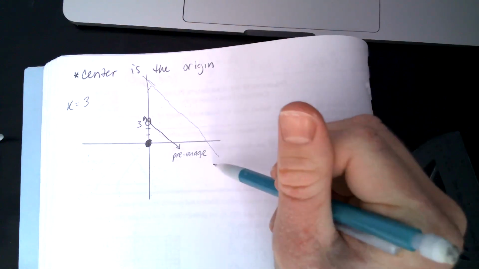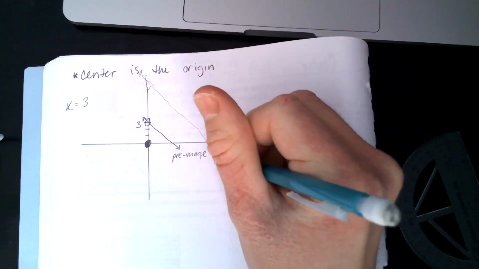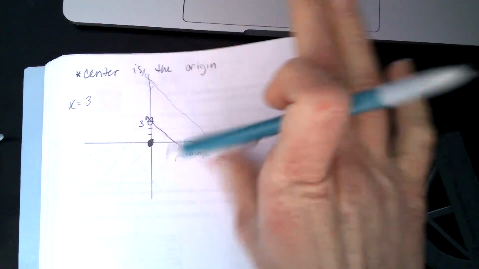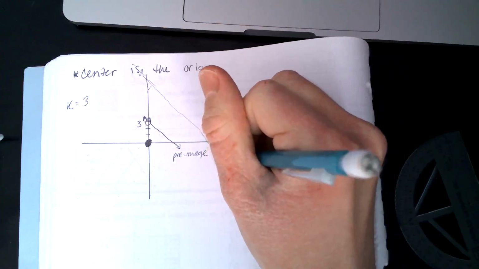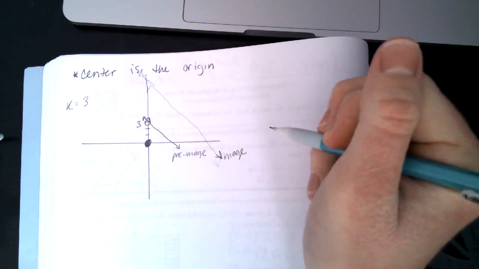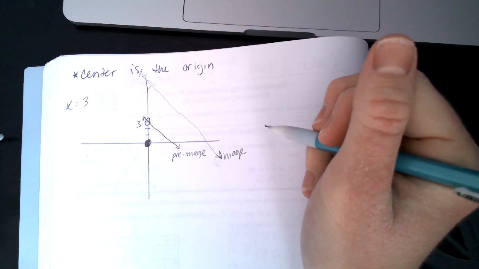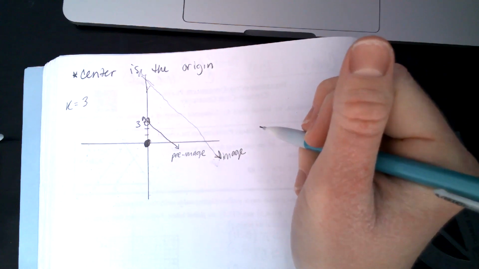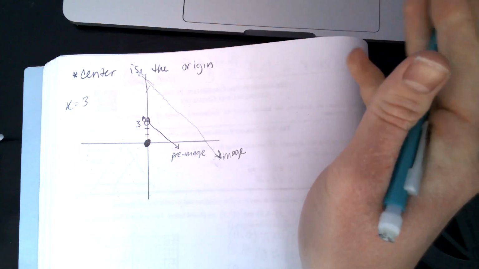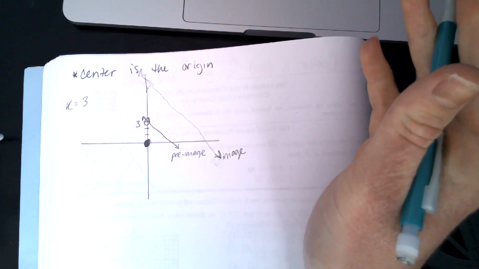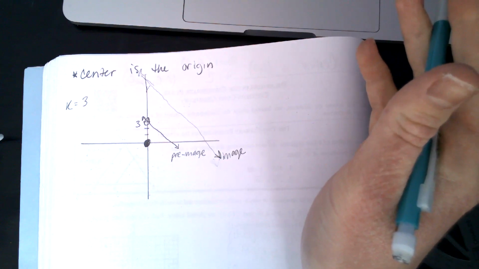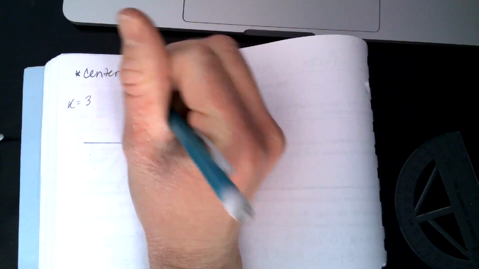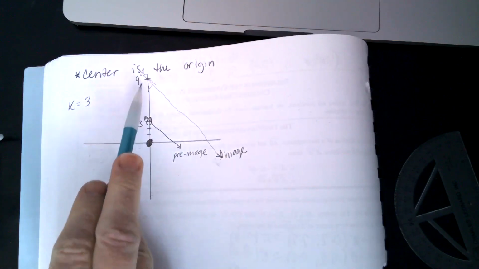So the image is going to look like this. Now, again, as we know, with dilations, the image and the pre-image are parallel to each other, right? So the fact that the only thing that changes is the y-intercept is true based on the fact that dilations preserve parallelism. So the new y-intercept of this line is going to be 9, right? 3 times 3 is 9.